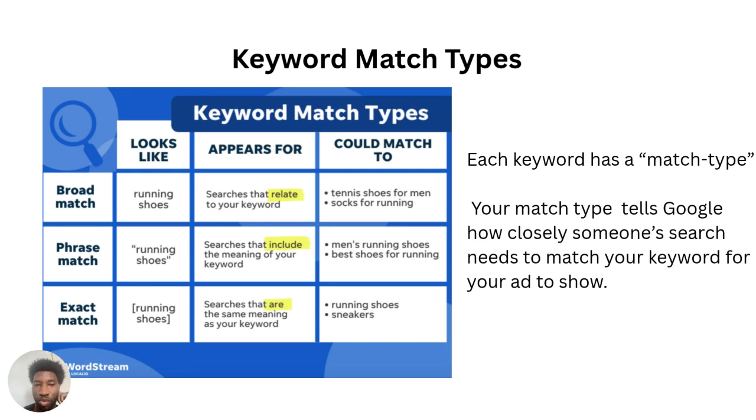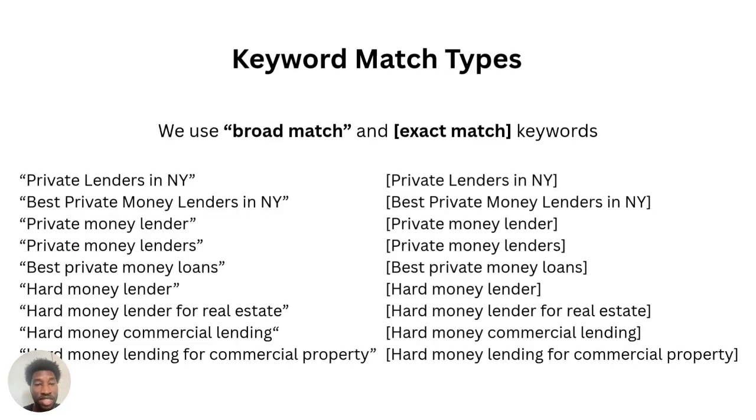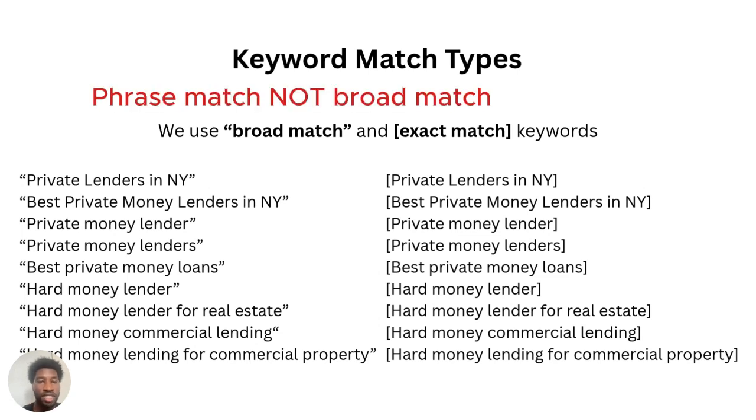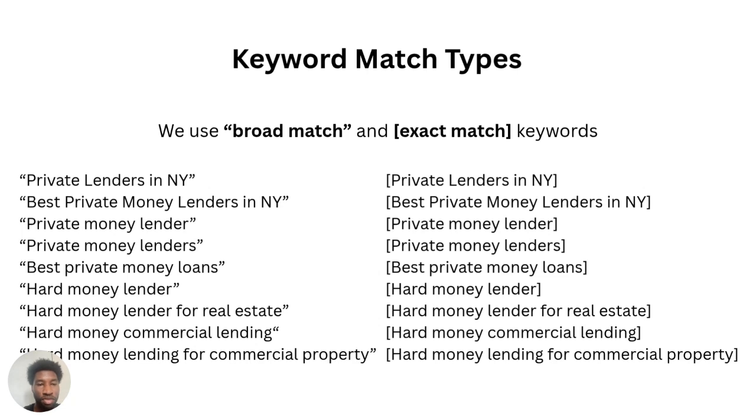We like to stay away from broad match and just focus on phrase match and exact match. Oh, this was a mistake. I meant to say phrase match. So we use phrase match and exact match keywords. Here's an example of the phrase match keywords that we did earlier, and here's the exact match version, right? So it's going to be in brackets. This is going to be in quotations. Again, please don't let this confuse you. I meant to say phrase match.